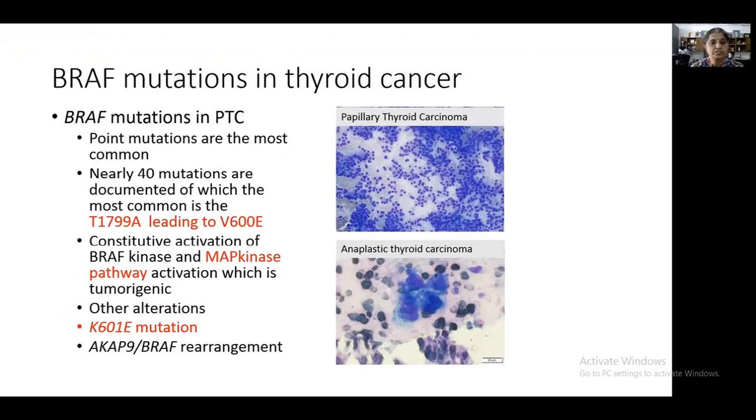Coming to BRAF mutations in thyroid cancer, point mutations are the most common, with nearly 40 mutations documented, and T1799A leading to the V600E amino acid change is the most common. This leads, like I said, to the constitutive activation of the MAP kinase pathway. The other alterations in BRAF include the K601E mutation. So besides this, BRAF mutations can also be seen in anaplastic thyroid carcinoma.